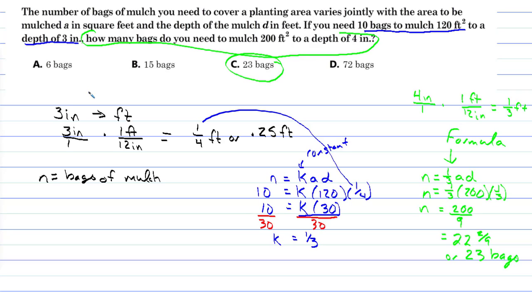So we found out in that first one that our sample depth of 3 inches is 1/4 of a foot, and so K ended up being 1/3. And then when we plugged it back in, we used that 1/3 for our K, but we found that the depth this time was 1/3 of a foot. And you came up with 22 2/9 of a bag, which means we'll have to round up and get 23 bags or we won't have enough.